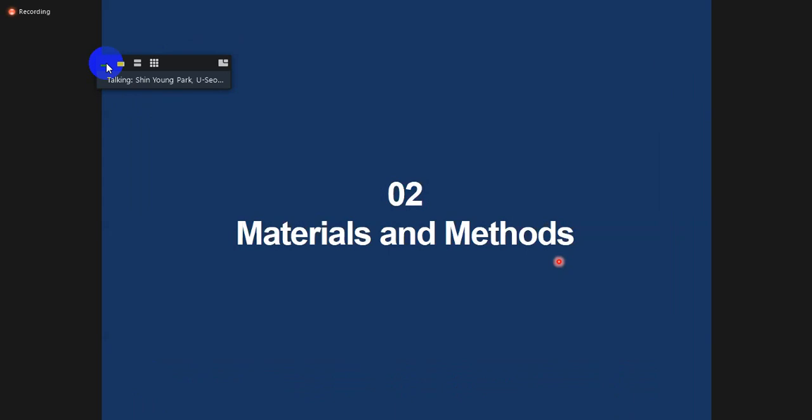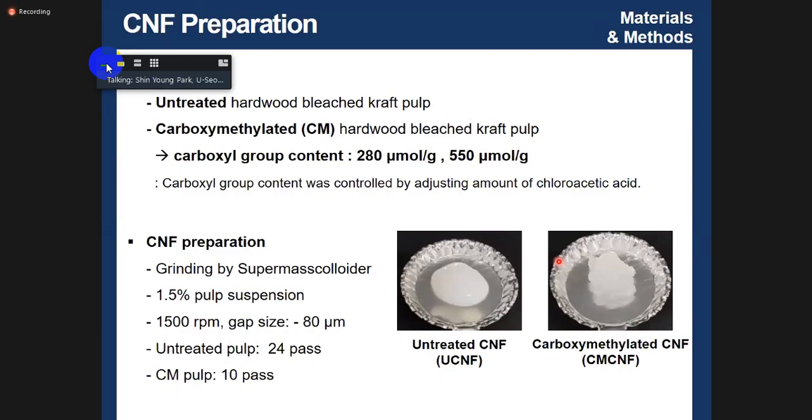Now I will explain the materials and methods used in this study. We used hardwood bleached kraft pulp as a raw material. For preparation of carboxymethylated CNF, CMCNF, carboxymethylation of the pulp was conducted, and the carboxyl group content was controlled by adjusting the amount of carboxymethylation agent. We obtained two kinds of carboxymethylated pulp, whose carboxyl group content was 280 and 550 micromole per gram, respectively. This untreated and carboxymethylated pulp was ground with a Masuko colloider to make CNF. Untreated pulp was ground 24 times, and carboxymethylated pulp was ground 10 times.